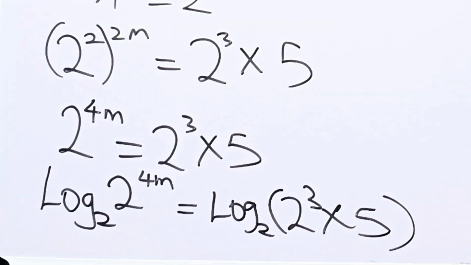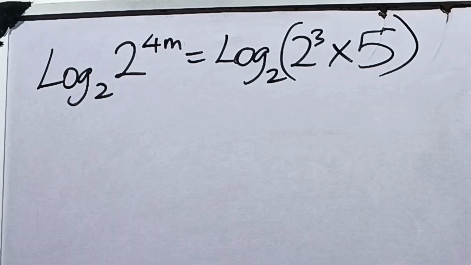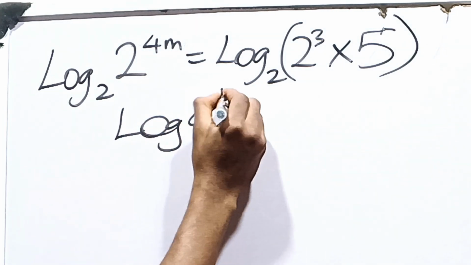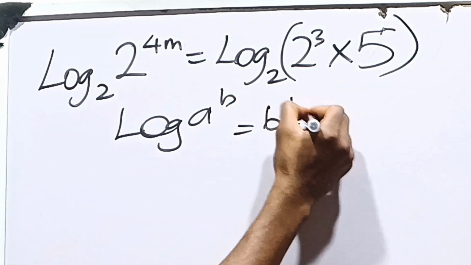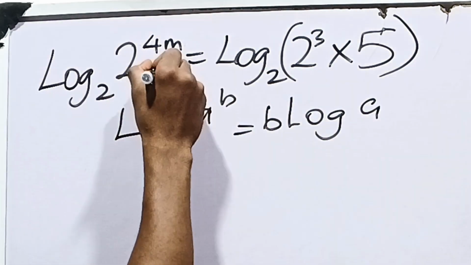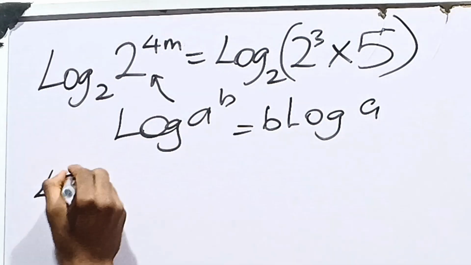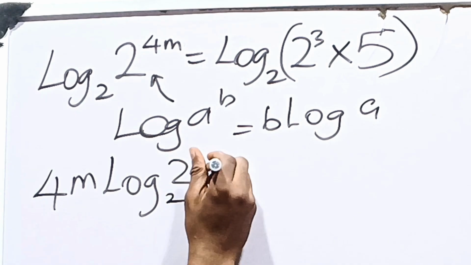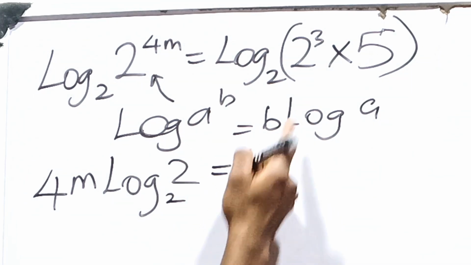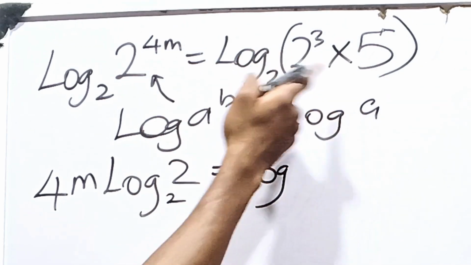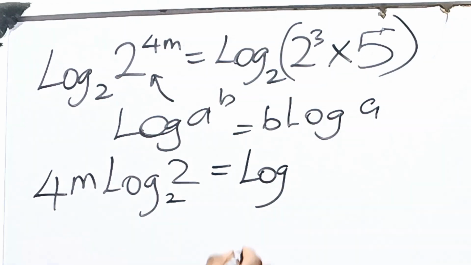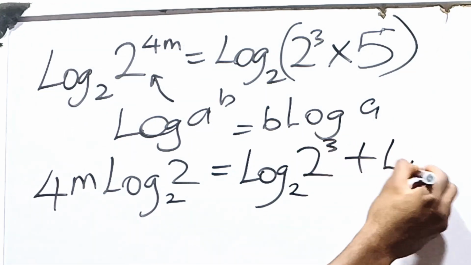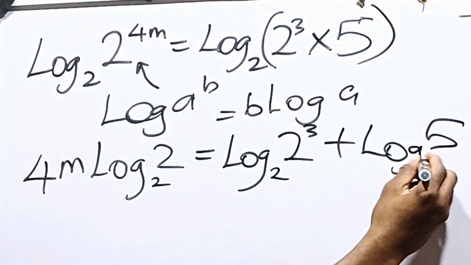Alright? Now moving on from here, we can now say that when you have logarithm of a to the power of b, it's equal to b multiplied by log of a. So applying that law here, we have that this is 4m multiplied by the log of 2 to what base? 2. It's equal to the logarithm of, for this one you split up the log, so you put log for each of them and separate them with plus instead of multiplication. So rather this is log in base 2 of 2 cubed plus log of 5 in base 2.